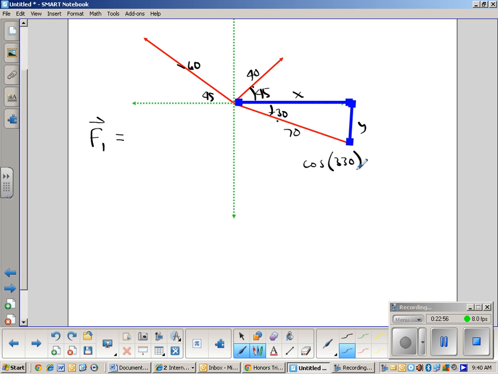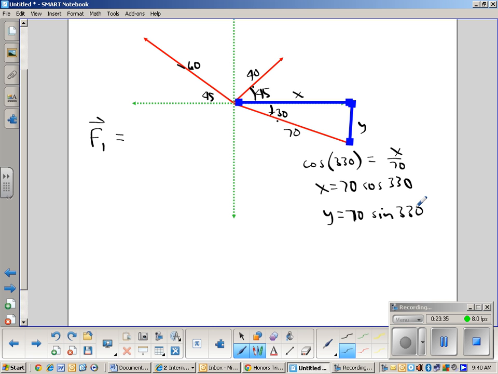So cosine 330 is equal to x over 70. So x is equal to 70 cosine 330. Okay? Can we jump right to this? What's y going to equal? Sine 330. Okay? That's exactly what it's going to equal. 70 sine 330.